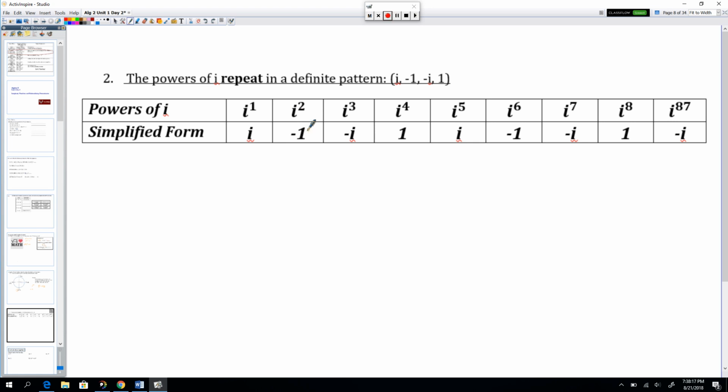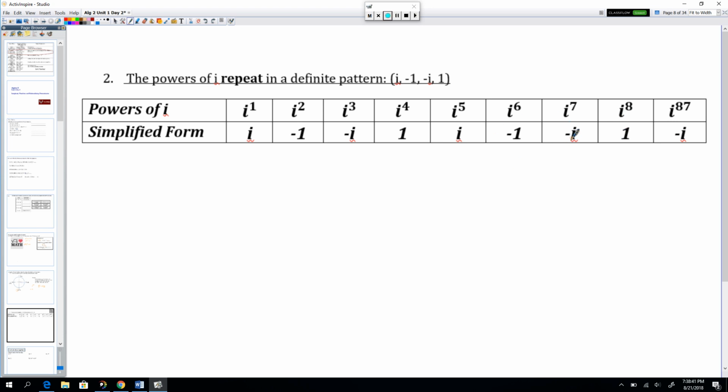So that's -1 times -1, so that's 1. So this pattern repeats itself: i, -1, -i, 1. Then we start the pattern over again. i to the 5th power, think of that as i to the 4th power times i to the 1st power, so that's i again. i to the 6th power, -1. i to the 7th power, i to the 8th power is 1, and it repeats itself over and over again.